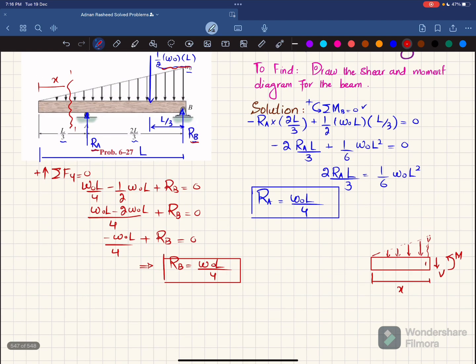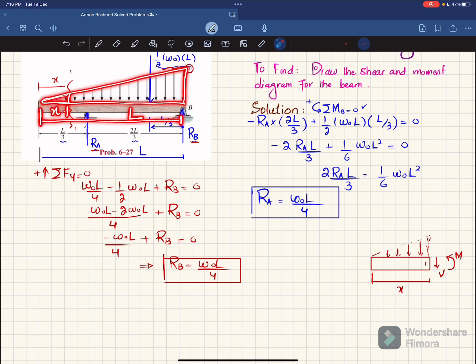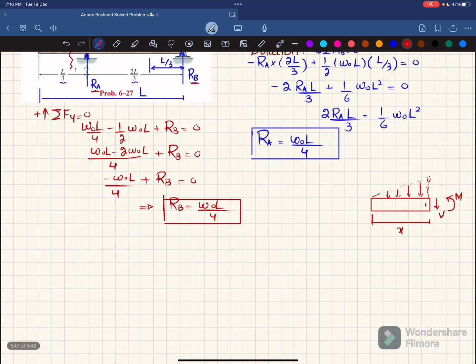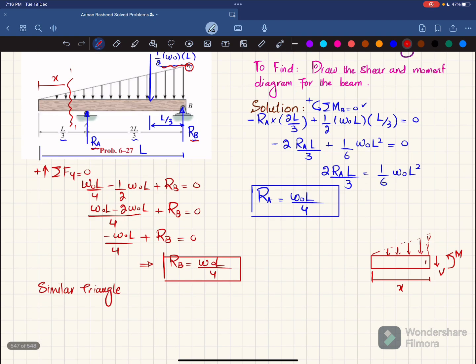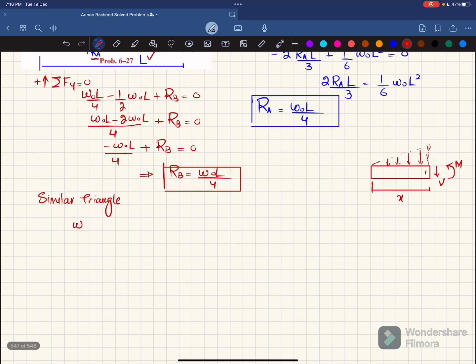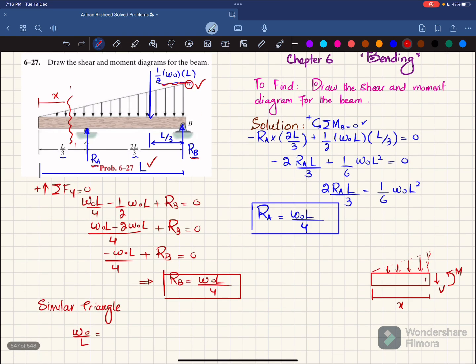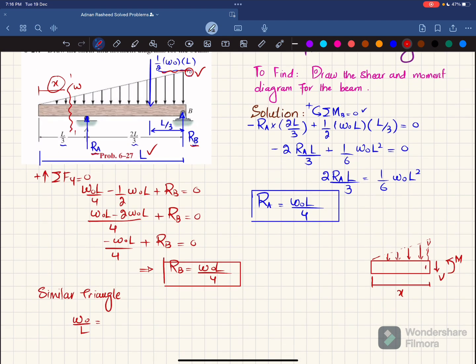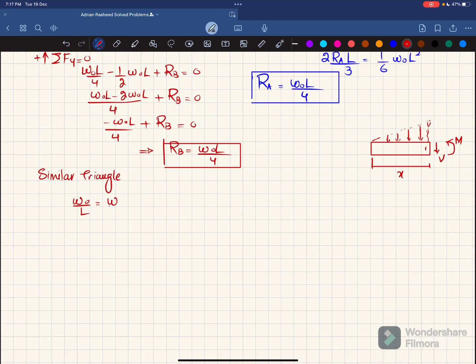Now you can see that here the load is W naught. If you take the ratio, we have two similar triangles, one is this one and the other one is this one. This is for the length of L and this is for the length of x. So by using similar triangles, if I take the ratio, W naught over length L will be equal to, here let the magnitude be W, so W divided by this distance x. So we will find W will be equal to W naught into x divided by L. So here the magnitude will be W is equal to W naught into x by L.